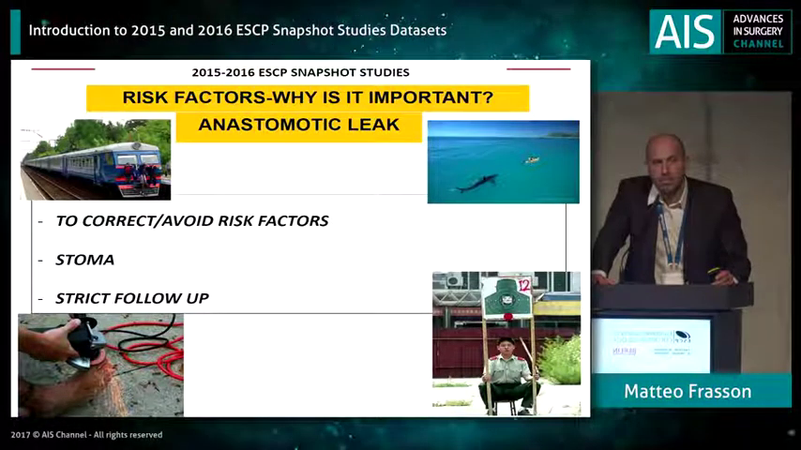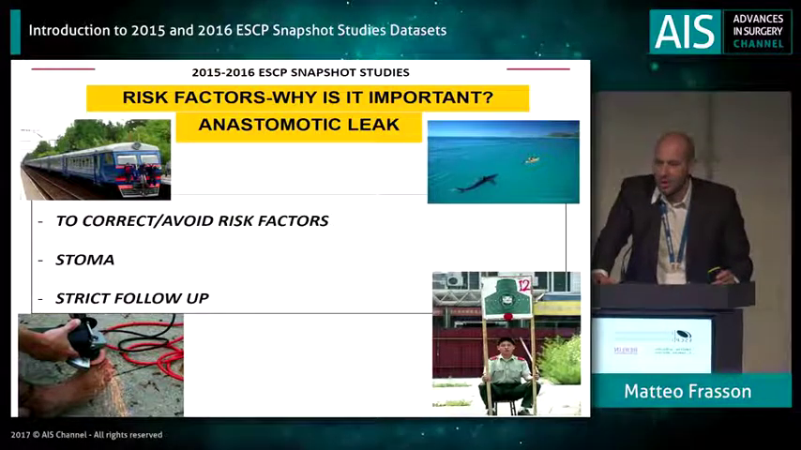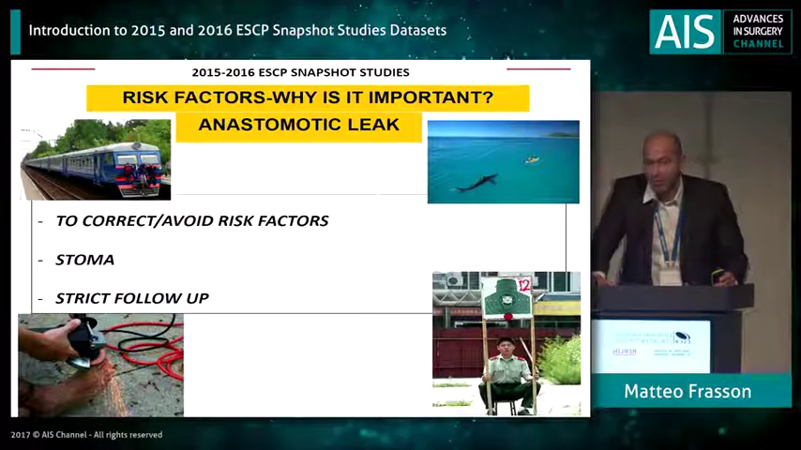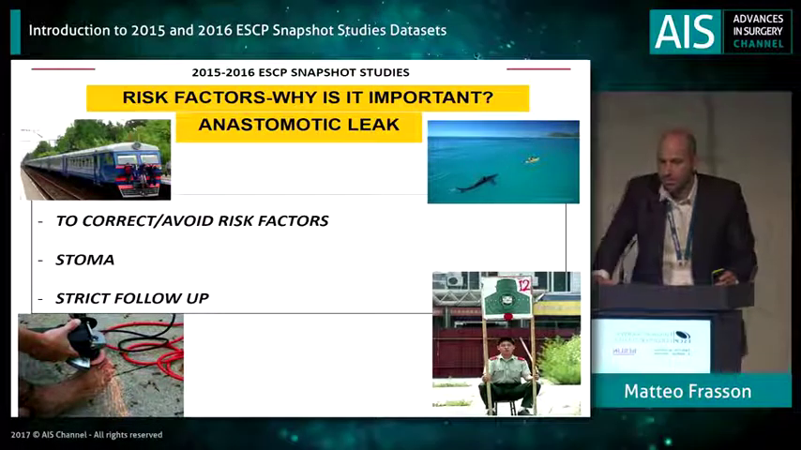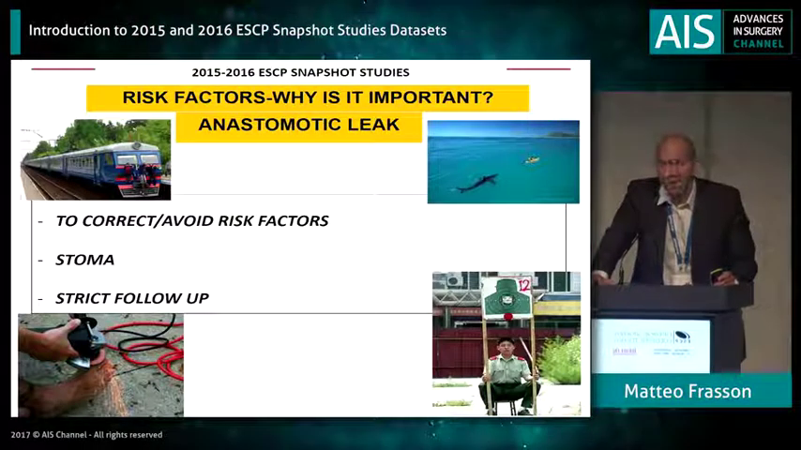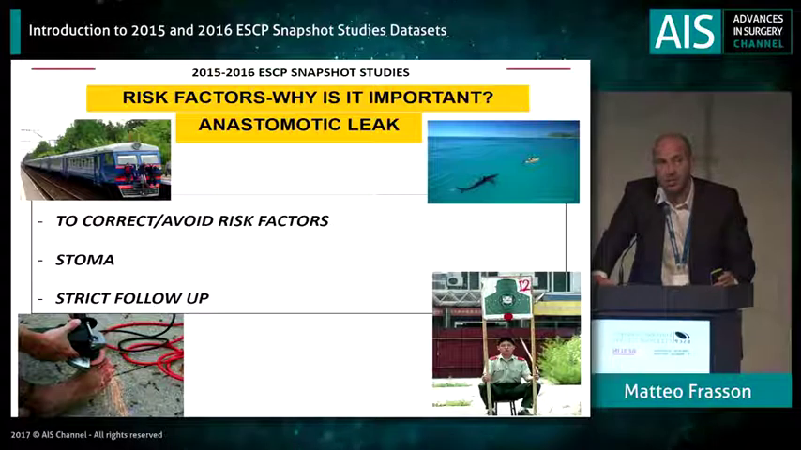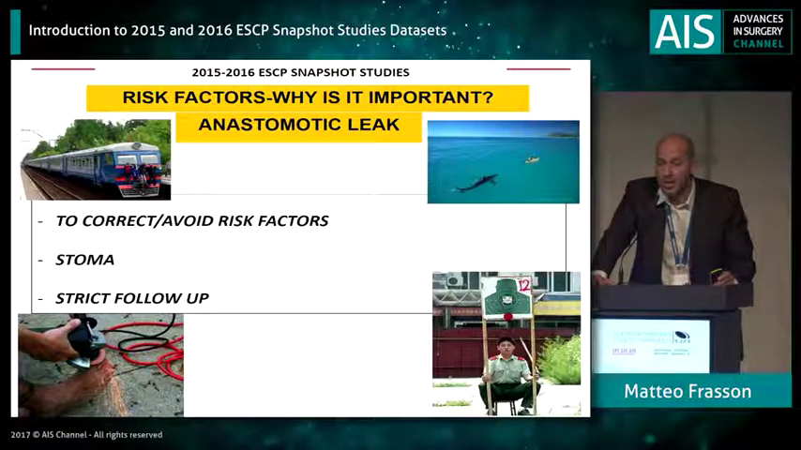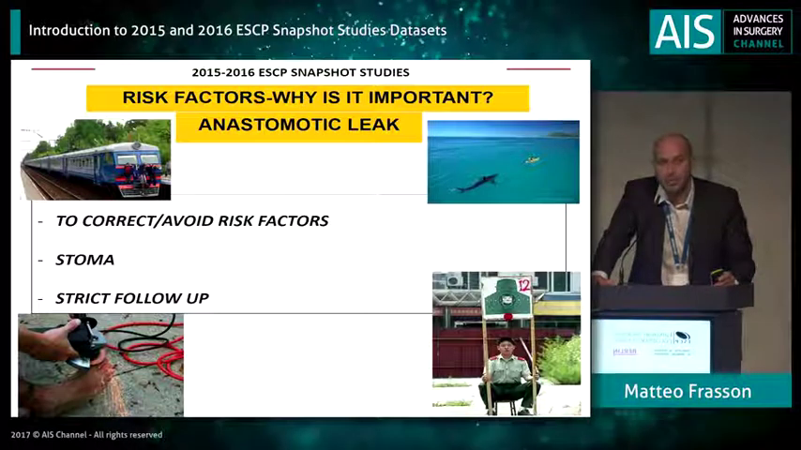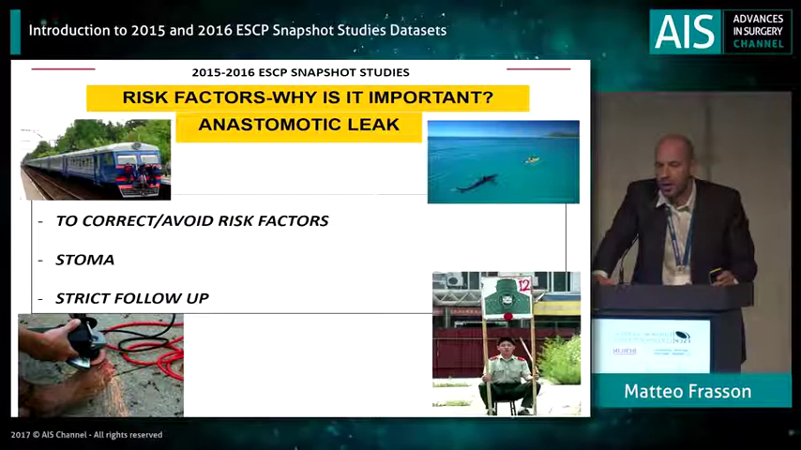Why is it important to determine the risk factors for an anastomotic leak? The most important thing is to correctly avoid the risk factor, to decrease the anastomotic leak rate. In patients that are at high risk, probably we can decide to do a stoma. And obviously in these patients, we must perform a strict follow-up trying to diagnose the leak early.